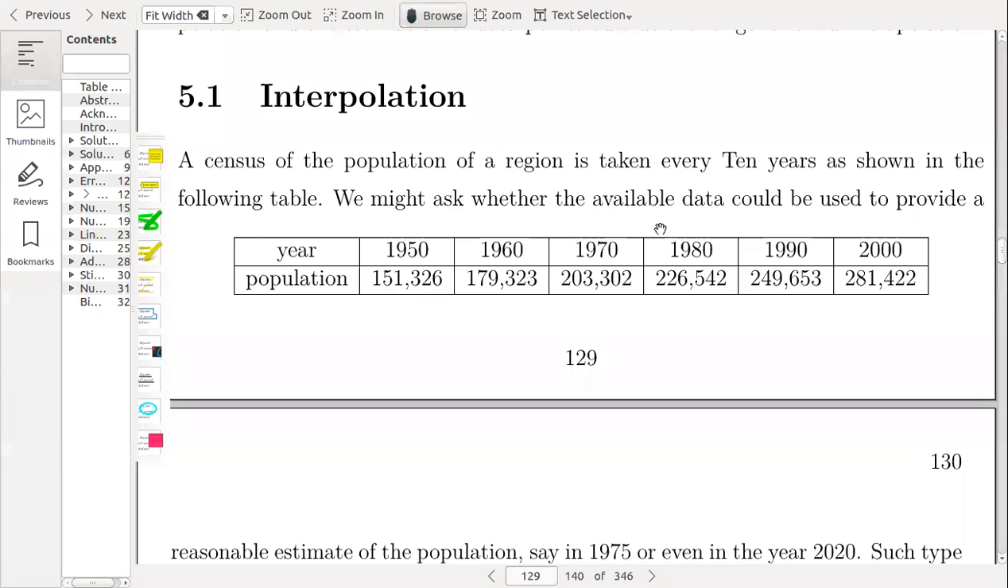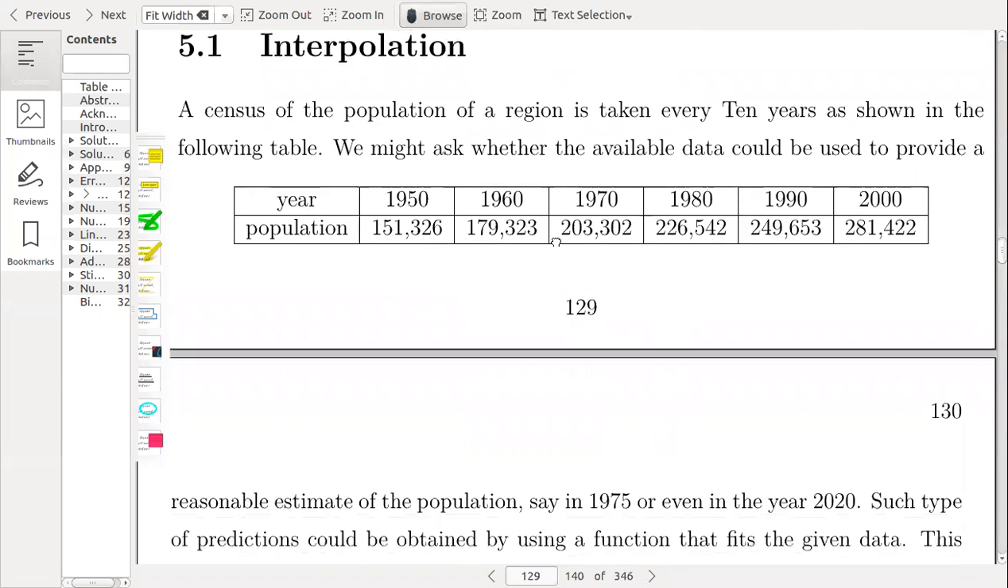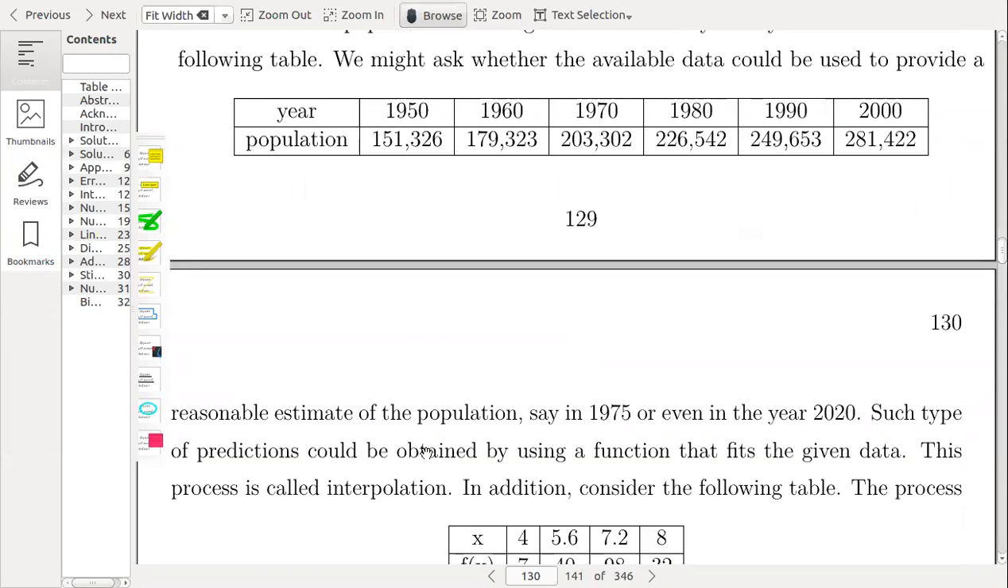So this data is collected after the census. We might ask whether the available data could be used to provide a reasonable estimate of the population, say in 1975 or even in the year 2020. Observe the table. Data for 1975 is not given in the table. But if we predict the data corresponding to this year, that will be called interpolation, because this is the intermediate value between 1970 and 1980.